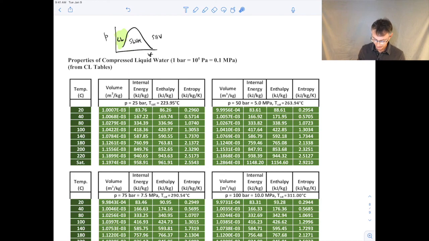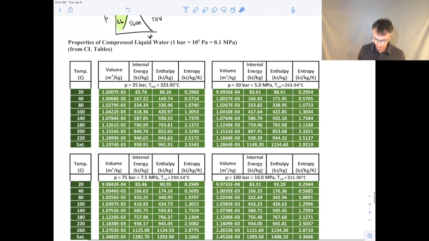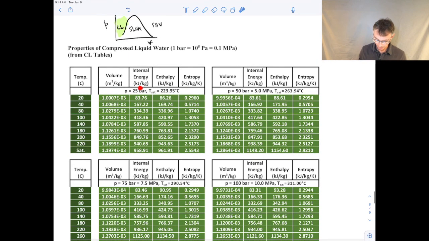Okay. Now, you'll notice that in this set of tables, the changes from one pressure value to the next are actually quite large. So 25 bar to 50 bar to 75 bar, 100 bar, they're pretty big. And the reason for that is because the properties don't change a whole lot with pressure in the compressed liquid region. And you can see that.